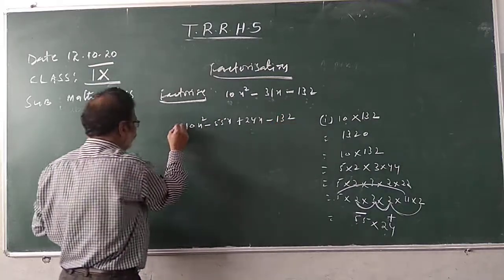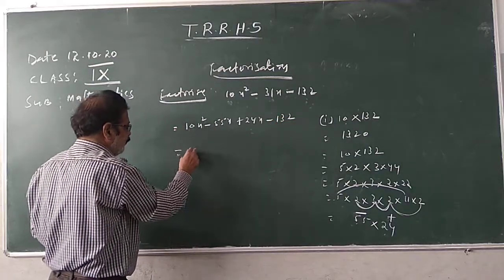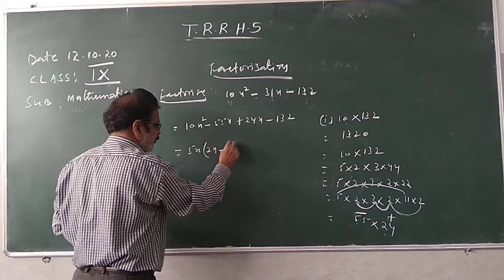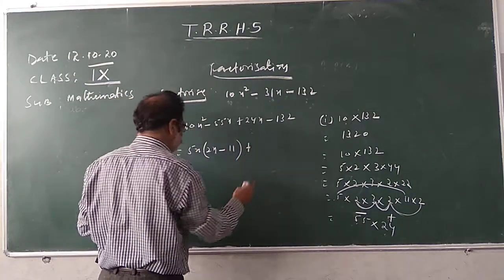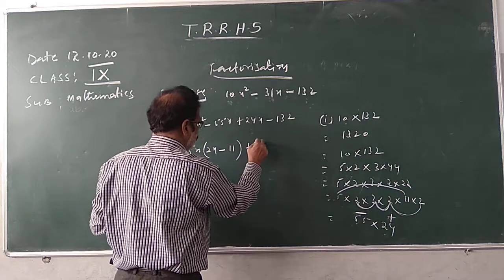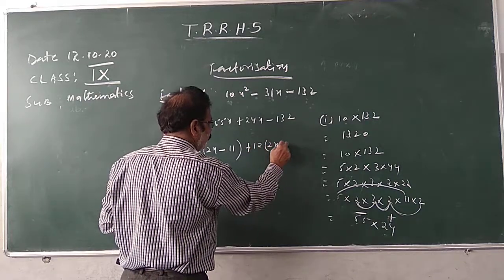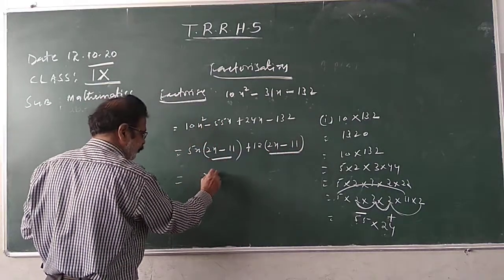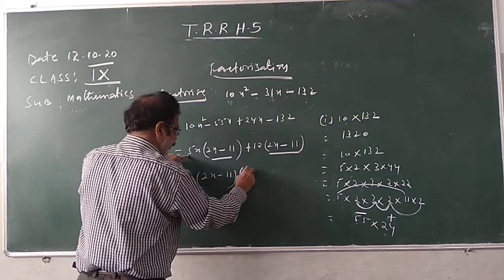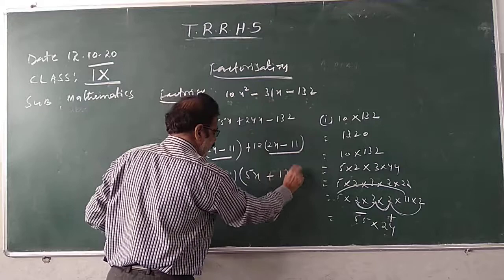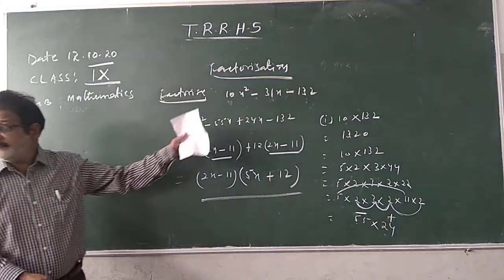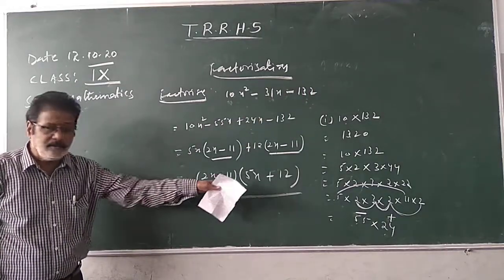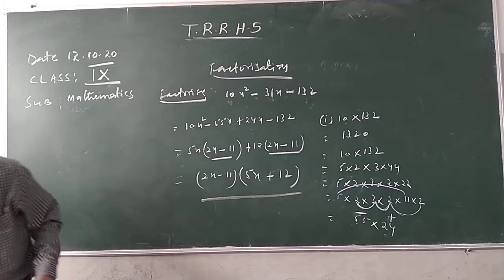Which table will go here? 5 table will go. 5x common. 5 and 10, 2 times, so 5x and 2x: 10x squared minus 55x. Plus, here take 12 common. 12 into 24 minus 12 into 11. So here 2x minus 11 is common. It is present in both. Next, what remains here is 5x plus 12. The factors of 10x squared minus 31x minus 132 are 2x minus 11 into 5x plus 12. This is the factorization.